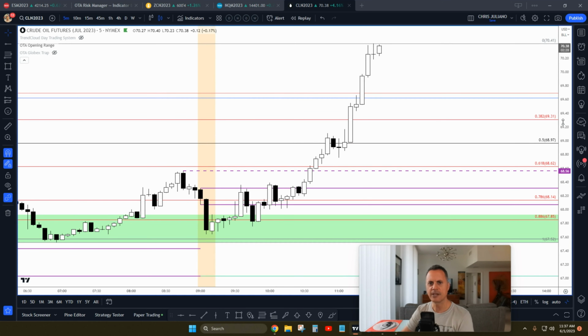Remember to take your targets. If you have one contract, you must take that 2-to-1 risk to reward, because the data says that is what's going to grow your account, and that is money in the bank. If you have multiple contracts, be my guest, scale out of the position. And that is the lesson for today.